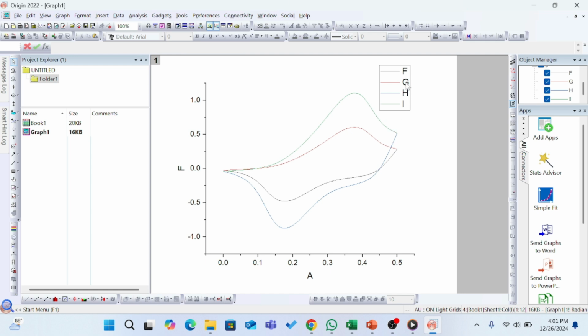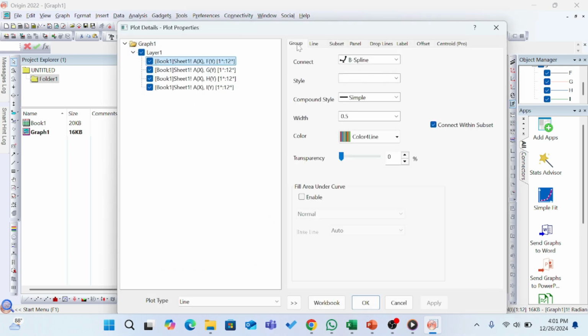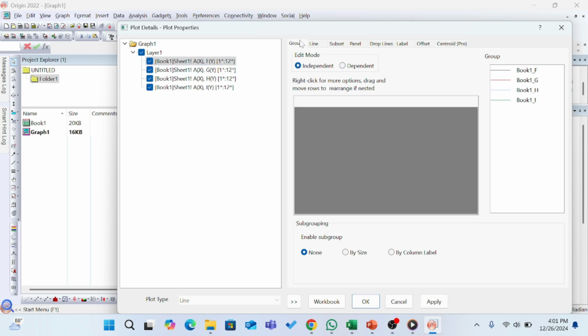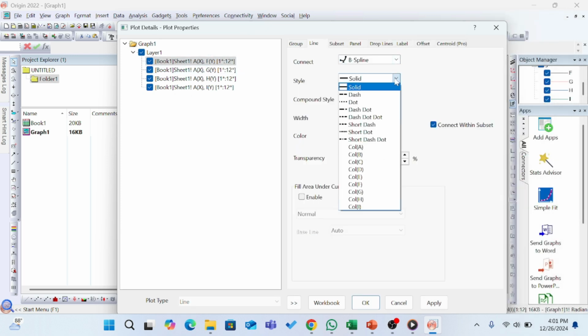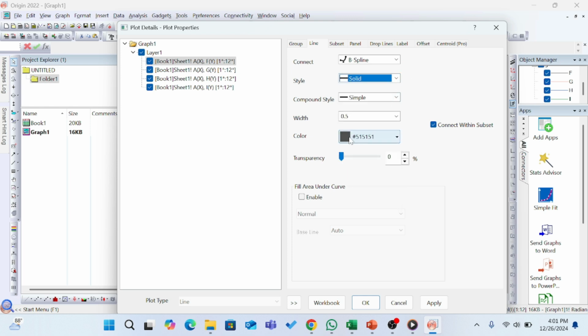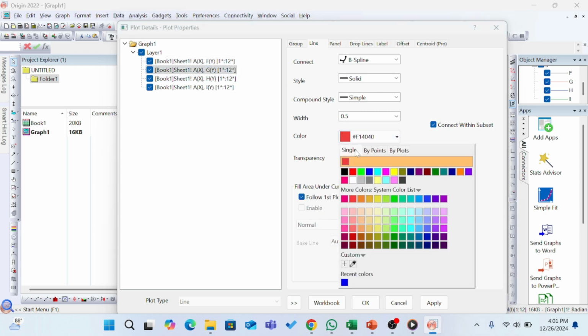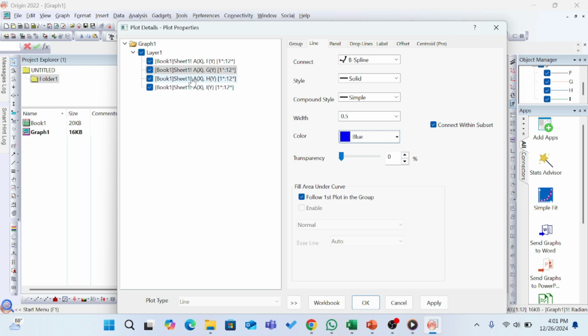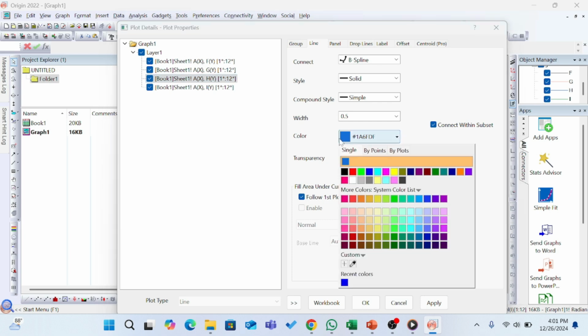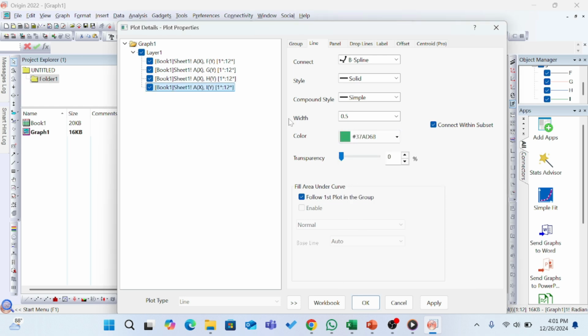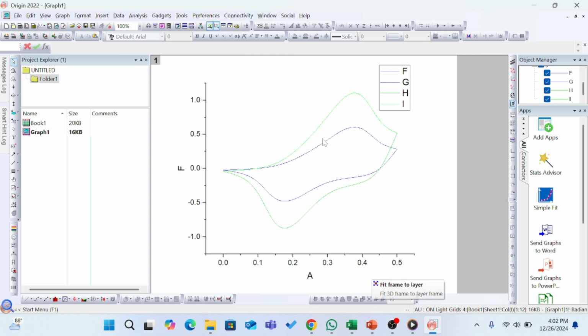Then you need to change the color, from group dependent to independent. I need the first line to be blue. The second is the reduction current, so it should be the same blue, and the contribution for the reduction. This one is the diffusion, so just use green, and the other one we also want to use green. Okay, now it's become better.